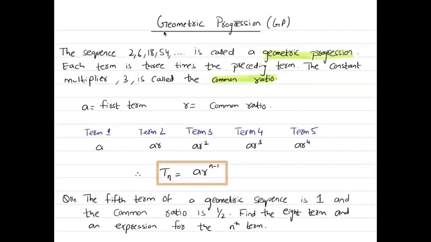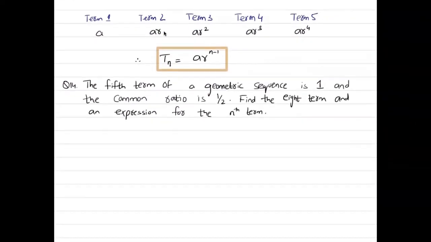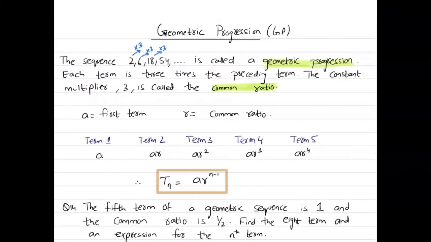So would you agree that every previous term when multiplied by the common ratio is going to give you the next term? So 2 times 3, 6. 6 times 3, 18. 18 times 3, 54, and so on. So in a sequence where the first term is going to be a, to get the next term, I will have to multiply the common ratio with the first term.